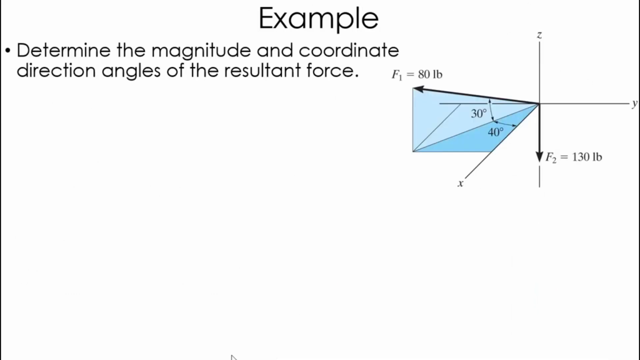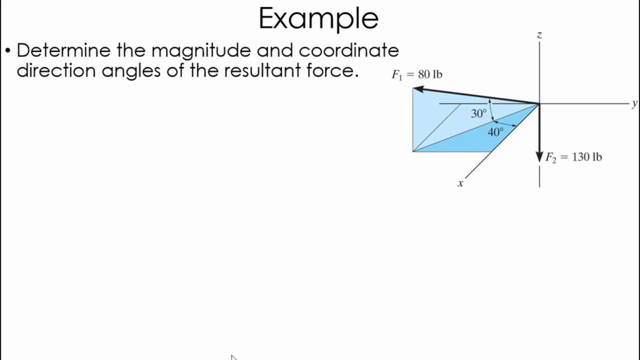Okay, so in this example, we're going to determine the magnitude and coordinate direction angles of the resultant force of these two forces. So we do this exactly the same way that we did in 2 dimensions. We just have this z component. And that is, we start by summing the forces, yes, but we start by writing the forces in Cartesian form.